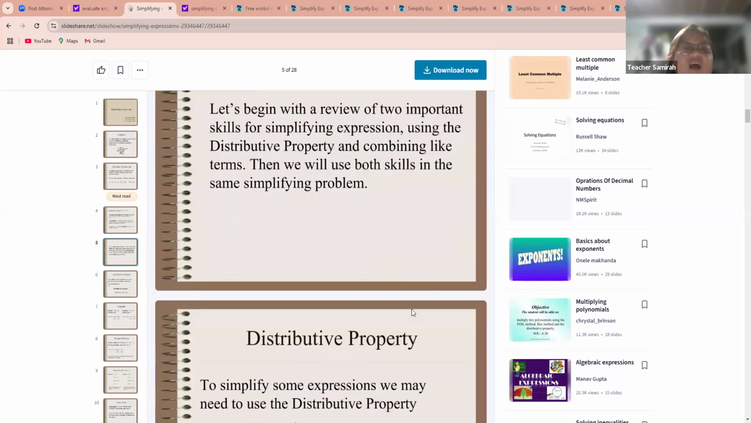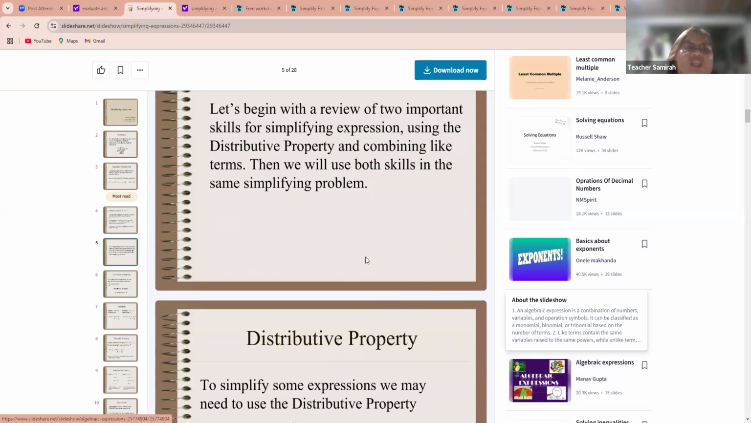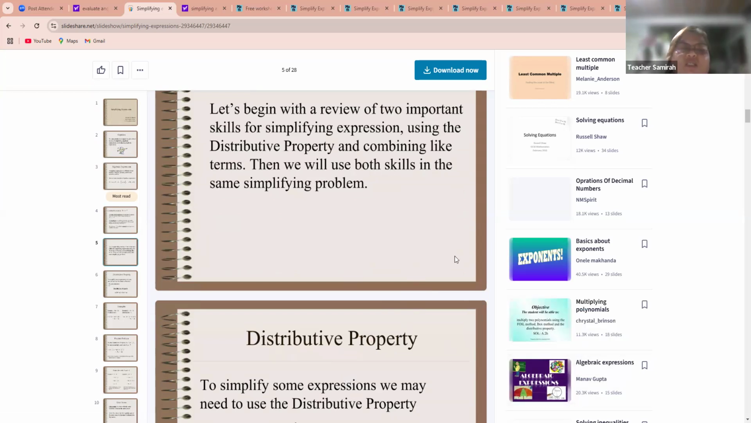Okay. So these are two important skills for simplifying expressions. We are going to use the distributive property and combining like terms. The first is to use the distributive property and the second is combining like terms. Then we will use both skills in the same simplifying problem.